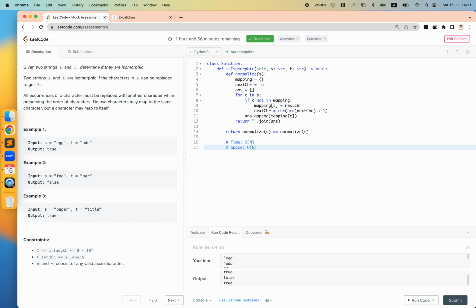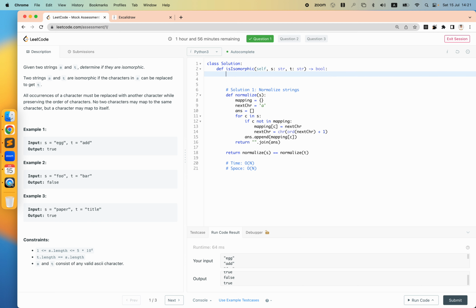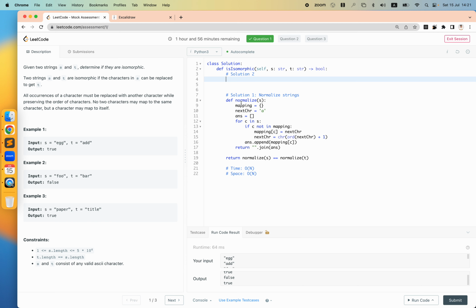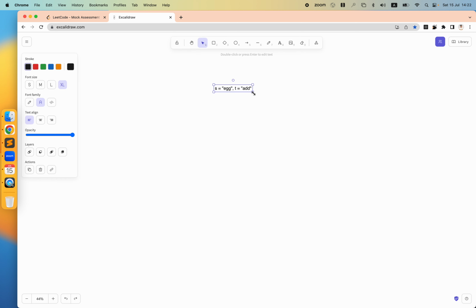Can we do better compared to solution 1, the normalized string? Can we do better than solution 1, like solution 2? Can we only use the mapping here instead of building the string? Can we do that? Let's draw it to see if we have any idea or not.